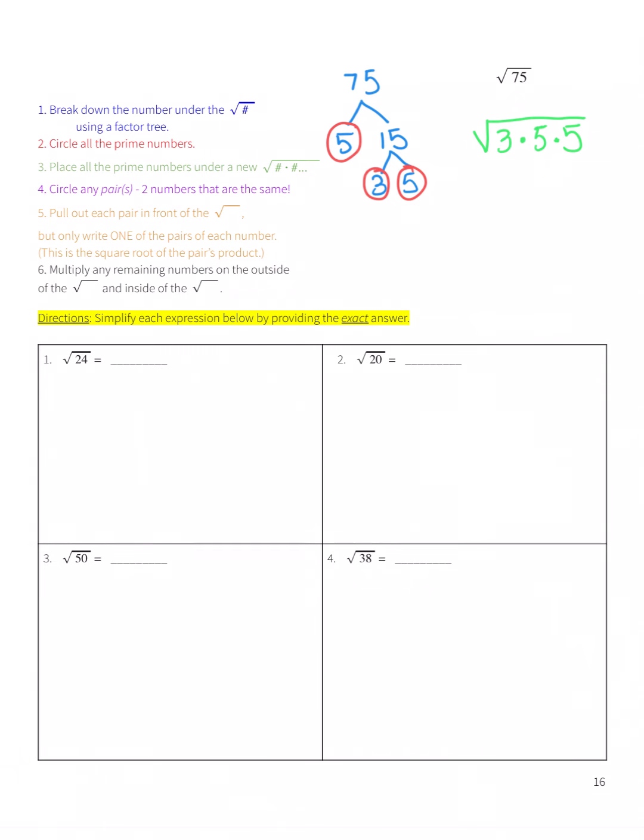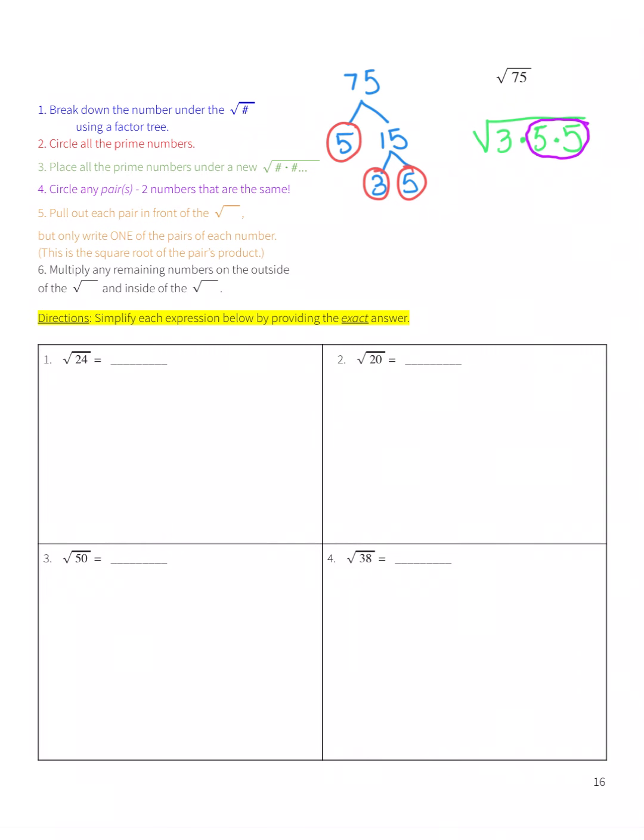Now step 4 is I circle any pairs. There are 2 5s here. That is a pair because there are 2 of them. So I have done step 4. Step 5 is I pull out each pair in front of the square root sign.